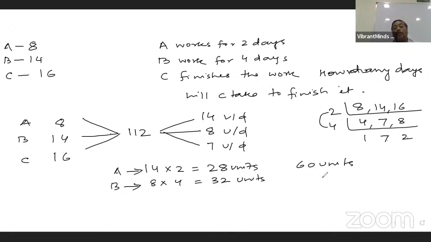Remaining unit is how much? 112 minus 60, and that is 52. Who is going to complete? C. So C will take how many days? 7 7s are 49. The remaining is 3. So 7 3 by 7 days. C will take 7 3 by 7 days to complete the job. Is it okay, guys? Go ahead.